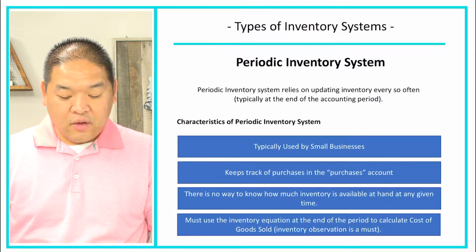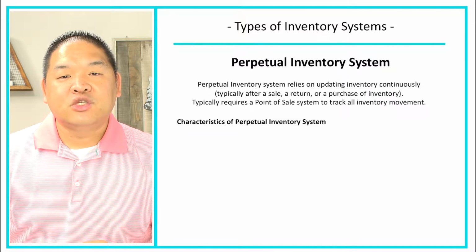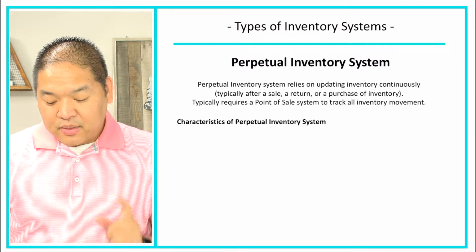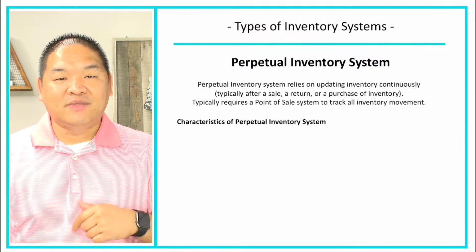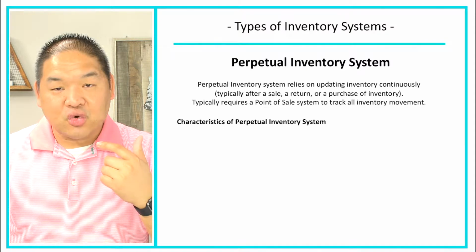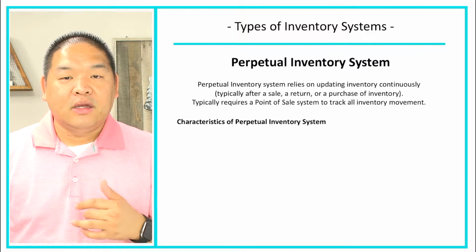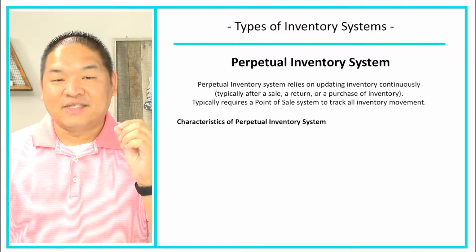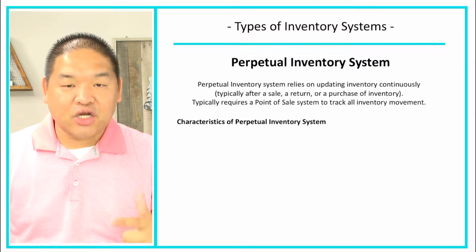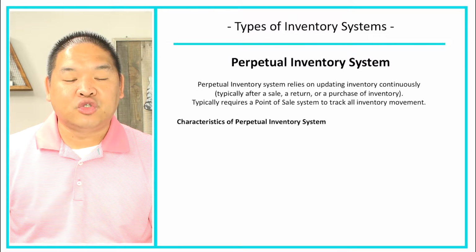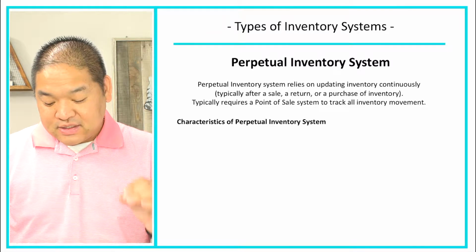Now, flipping the coin here to the perpetual inventory system. The perpetual inventory system relies on updating the inventory account continuously, and typically we update it after every sale, after every return, after every purchase of inventory. So it's always up to date.